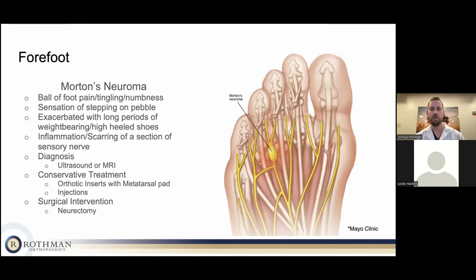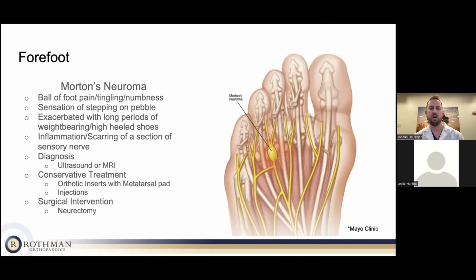The last thing we're going to talk about in the forefoot, which is quite common to see, is called Morton's neuroma. This is usually pain in the ball of the foot heading into the toes. That's usually tingling, burning, numb in nature. It may be progressively more numb the longer that you're on your foot. A lot of patients will describe it as a sensation of stepping on a rock or a pebble or having something stuck in their shoe. Exacerbated with long periods of weight bearing.